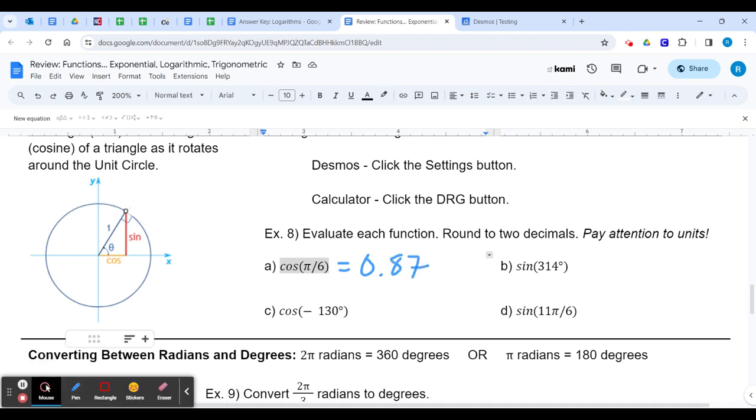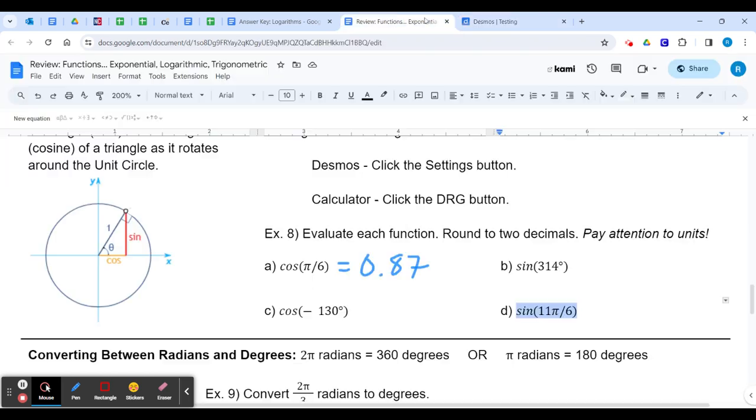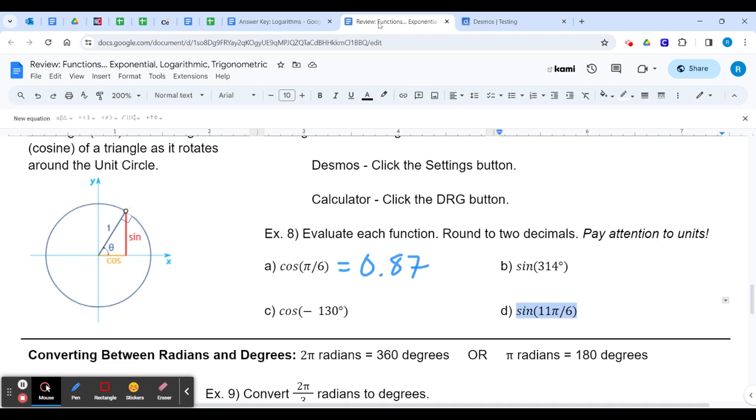Now, there's another radian measure in these problems. B looks like it's using degrees. C looks like it's using degrees. D is using radians. So I'm going to keep my Desmos in radians right now. And I'm going to type in the answer for D, sine of 11 pi over 6. And that comes out to negative 0.5. Nothing around there. Just got to go and write that answer in. And make sure to pay attention to precision here.